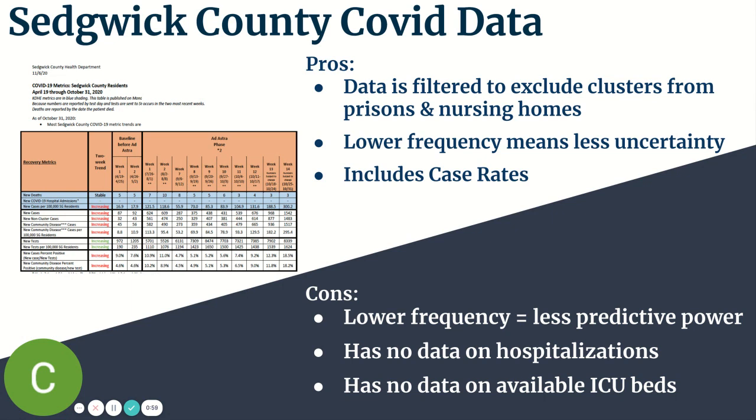Next, what are some cons? Well, that lower frequency of averages means that this has less predictive power because by its nature, we're looking further in the past. This has no data on hospitalizations, nor does it have any data on available ICU beds.